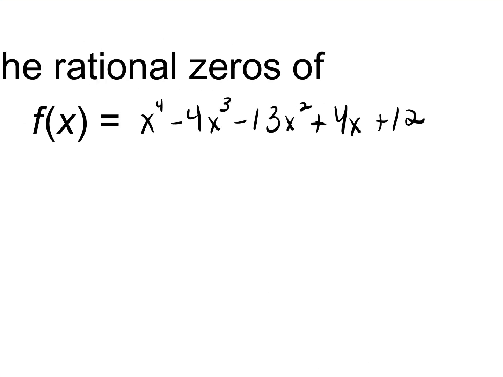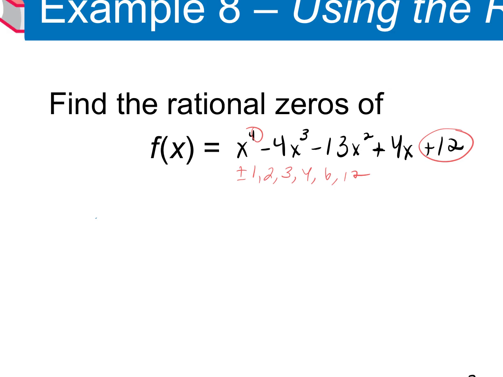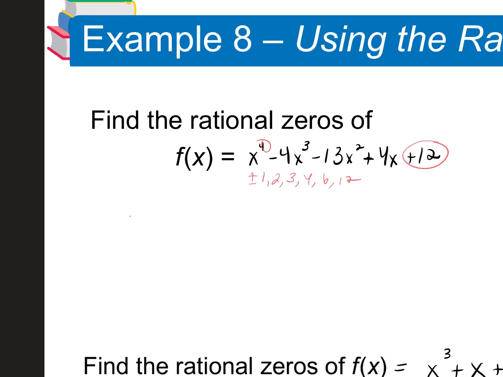All right, find the rational zeros. Whoa, this is a big one. How many zeros do I have? I have 4 total. So I have to find all 4. So the first thing I'm going to do is look at the last term. Plus minus 12. What makes 12? 1, 2, 3, 4, 6, and 12. Okay. I'm going to start with 1. If you guys would like to start another way, feel free. Hopefully we arrive at the same answer.